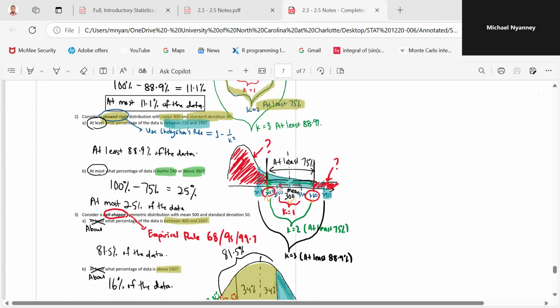240. Okay, we are still not at 210. So we have to subtract another standard deviation. So we triple it. If you triple it, you get to 210. Then you get to 390. So this is the interval that you want.